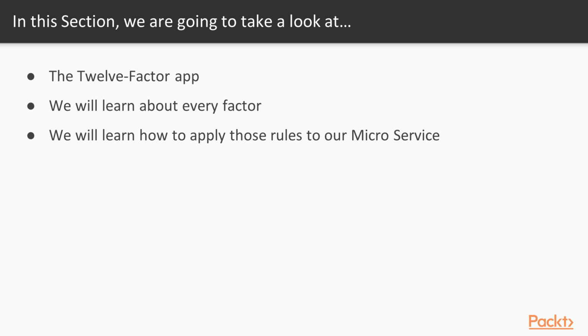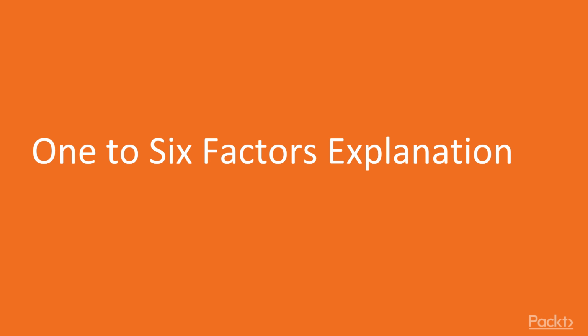So we'll be looking at the 12-factor app manifesto that explains everything related to microservices and how they should be created. We will learn about every factor and how to apply those rules to our microservice. In this video I will be explaining factors 1, 2, 3, 4, 5 and 6. So let's go into those factors.